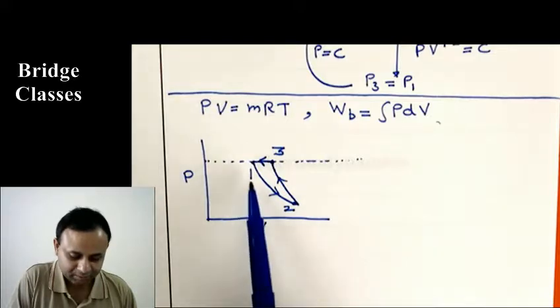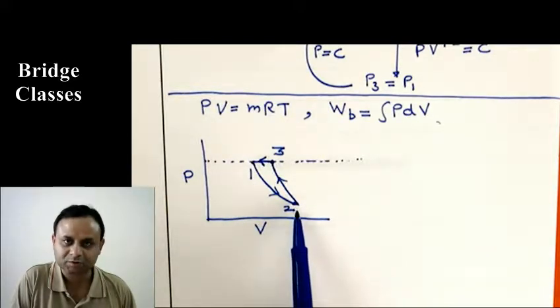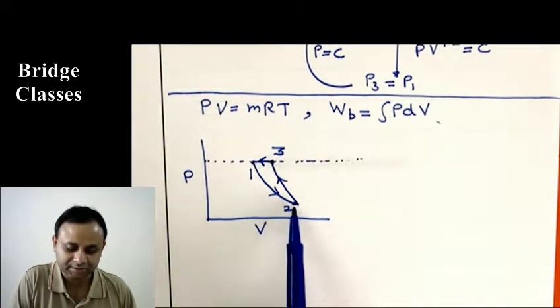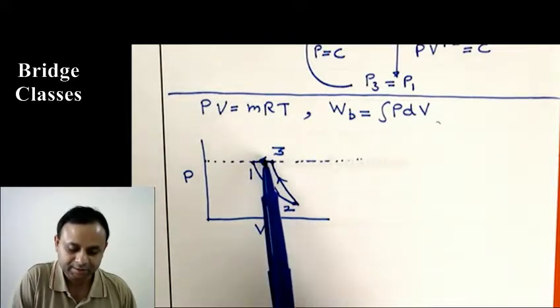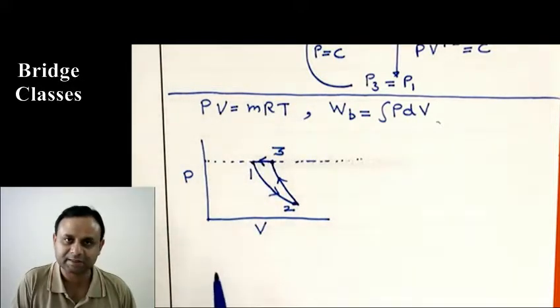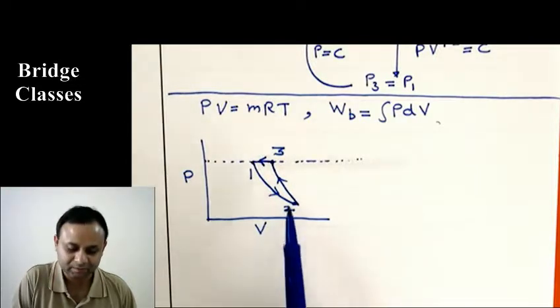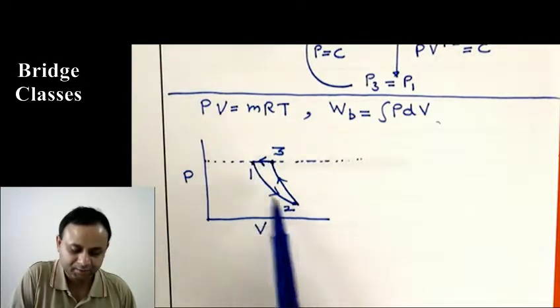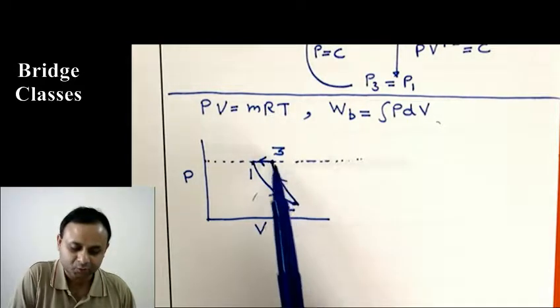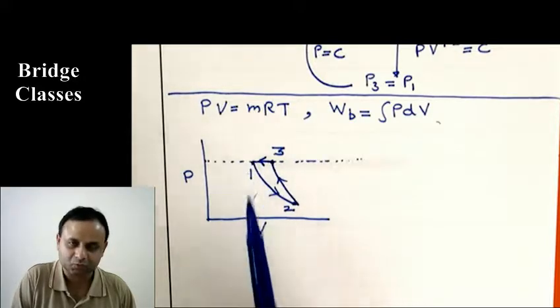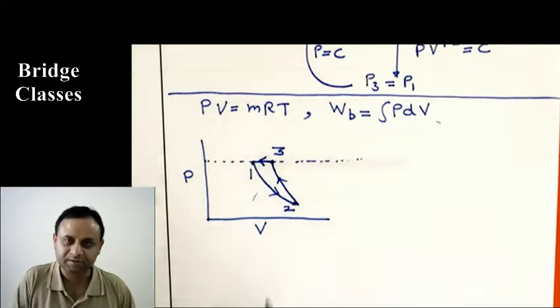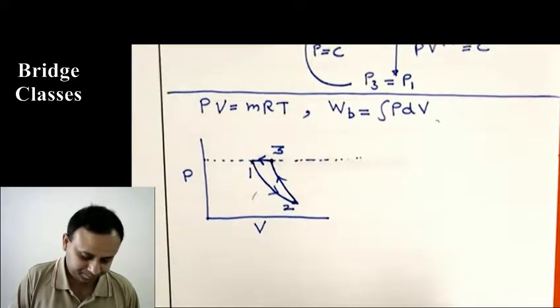And we know that work from 1 to 2 will be positive because volume increases. From 2 to 3 is negative, and 3 to 1 is negative because volume decreases. So net work is going to be negative, because the area under 1 2 is the work from 1 to 2, and the area under 2 3 and 3 1 is the work from 2 to 1. So the net work will be negative for this.